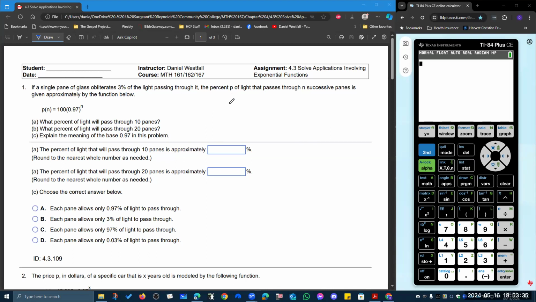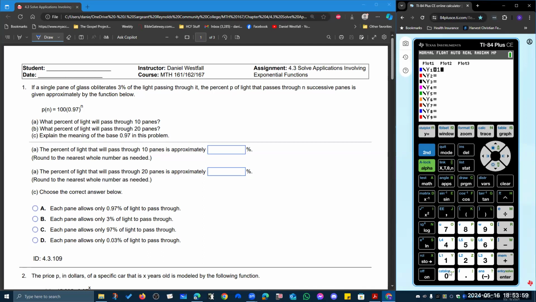If a single pane of glass obliterates 3% of the light passing through it, the percent P of light that passes through n successive panes is given approximately by the function below. P of n equals 100 times 0.97 to the n. What percent of light passes through 10 panes?